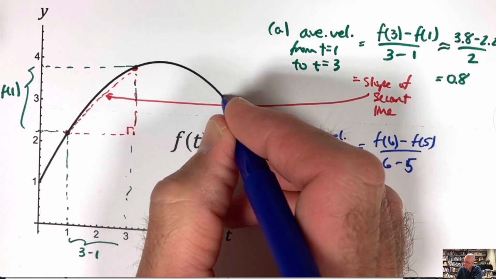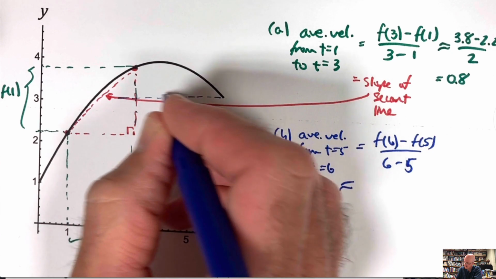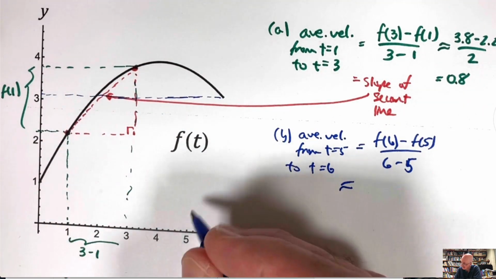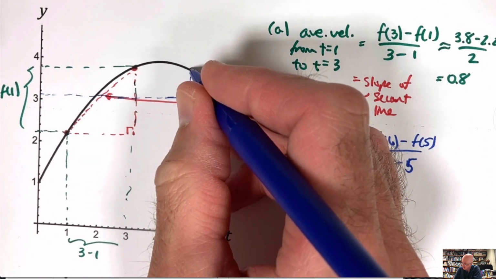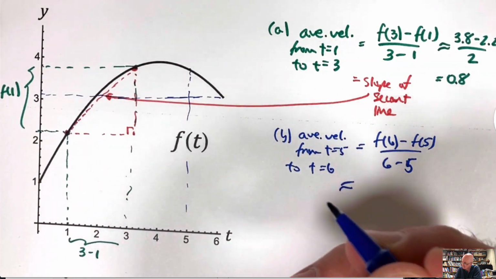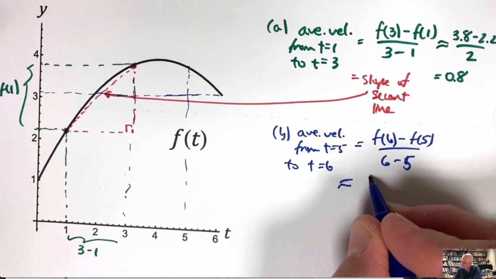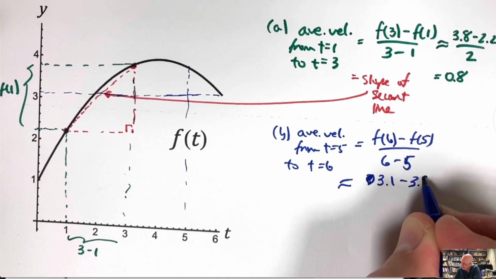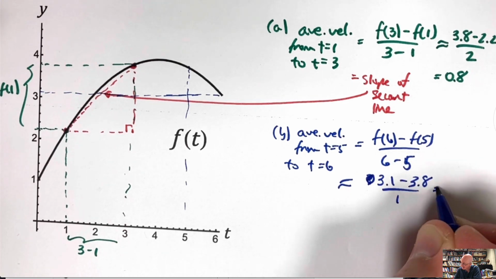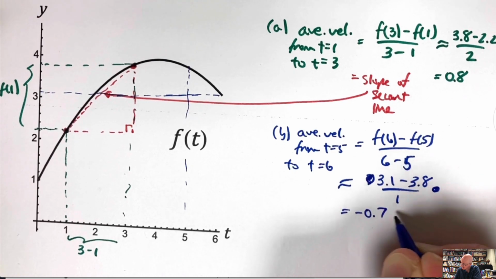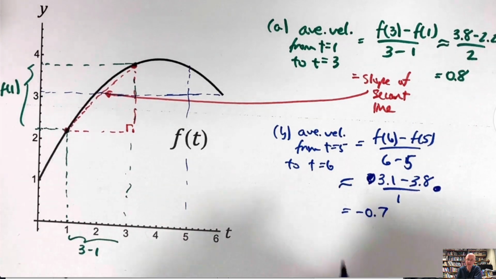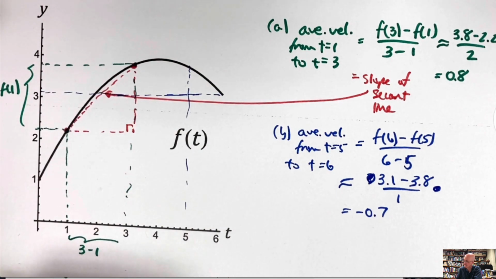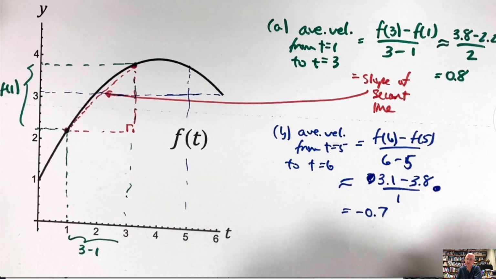What is it? F of 6 looks to be around, well, let's just say close to maybe 3.1 there. Not sure how accurately I'm drawing this. And f of 5 looks to be close to, well, maybe the same as f of 3, close to 3.8. So this is approximately 3.1 minus 3.8 divided by 1. Negative 0.7 centimeters per second. The negative sign just indicates that the object is moving downward. The particle is moving downward. You could still use units, for example, of centimeters per second here.